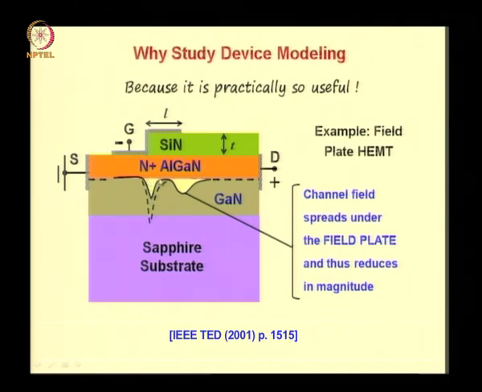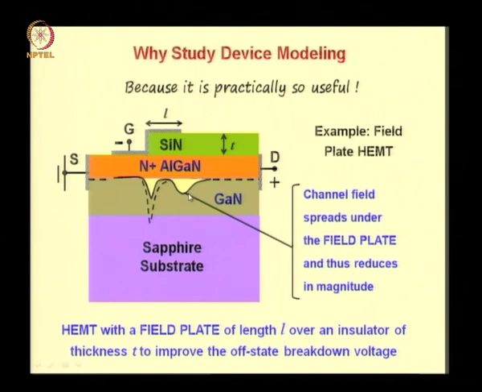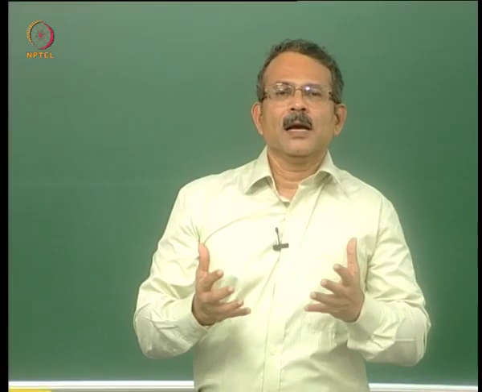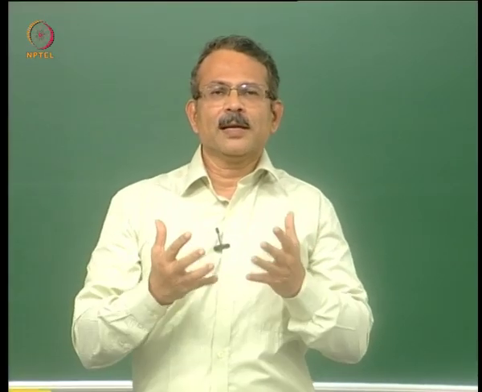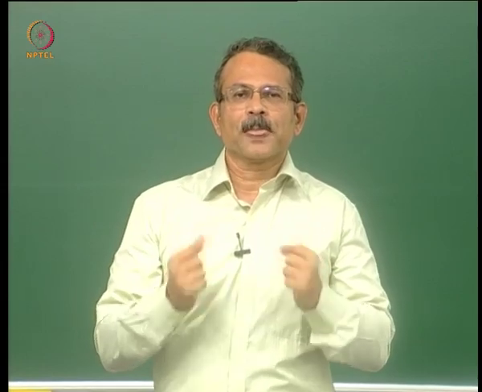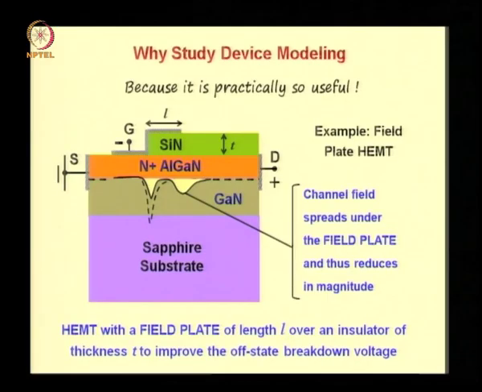Now the area under this expanded field distribution is the same as the area under the dotted field distribution, which was the distribution in the absence of this protrusion or the field plate. So clearly the peak has reduced. Now this feature can be exposed very nicely in a simulation. So you take the device structure and you simulate, and then you see how much is the reduction in the peak.